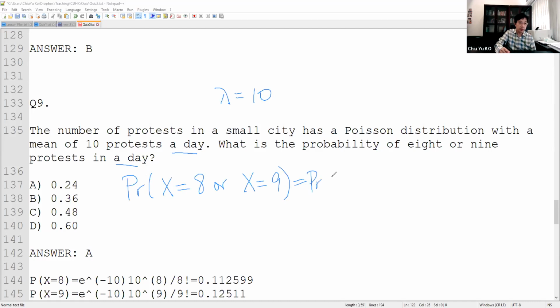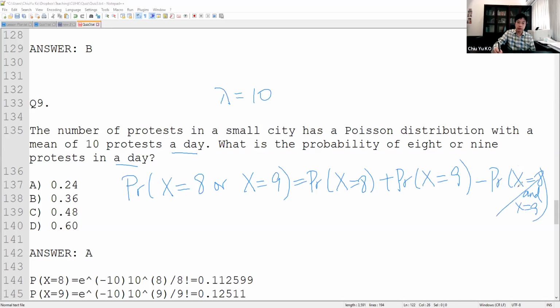This will be equal to the probability X equals 8 plus the probability X equals 9. The reason why I can write this is because it's not possible to have X equal to 8 and 9, okay? The joint is empty, so that's why the union will be the sum. Otherwise you're supposed to subtract the probability of X equal to 8 and X equal to 9, but this is 0, okay?